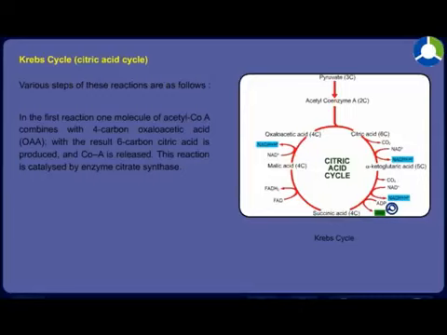This reaction is catalyzed by enzyme citrate synthase. Acetyl coenzyme A reacts with oxaloacetic acid in presence of citrate synthase enzyme to produce citric acid and coenzyme A.